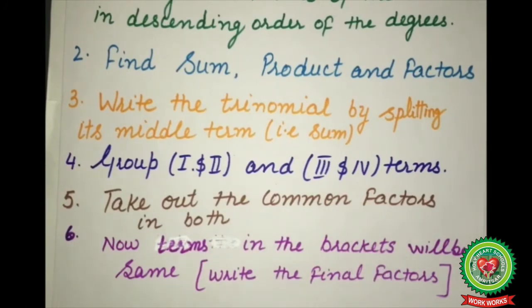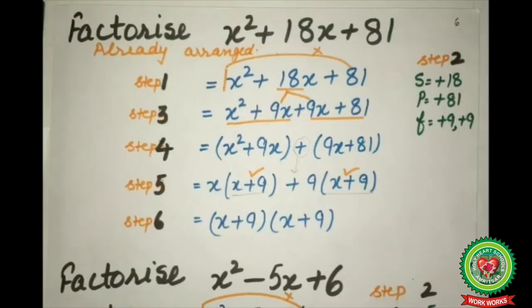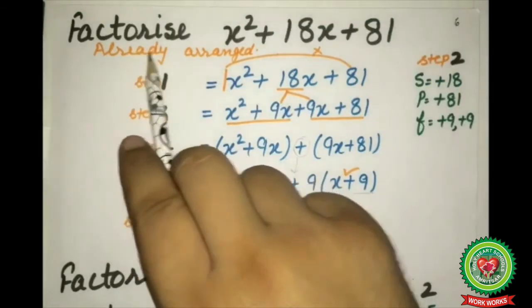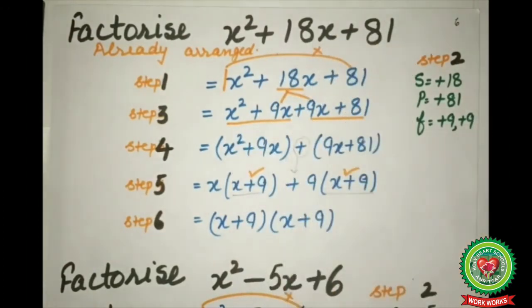Step number 6, now terms in the brackets will be same and we are going to write down our final factors. Now students, let us discuss some examples based on the topic of factorization by the sum product method. The first example is factorize x square plus 18x plus 81.